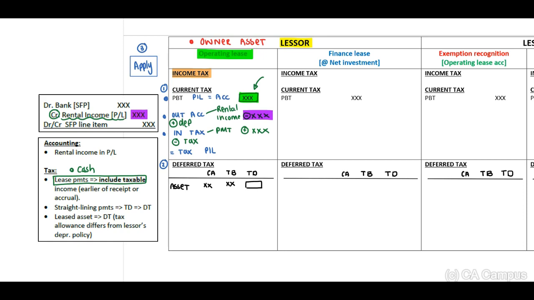Now, due to the straight lining, we will have a straight lining statement of financial position line item. It can be income received in advance or an accrual, and we will have to include our carrying amount for accounting purposes. And then we need to read the information provided in terms of our tax base and identify if there should be any amount included in our tax base, and there might be a temporary difference.